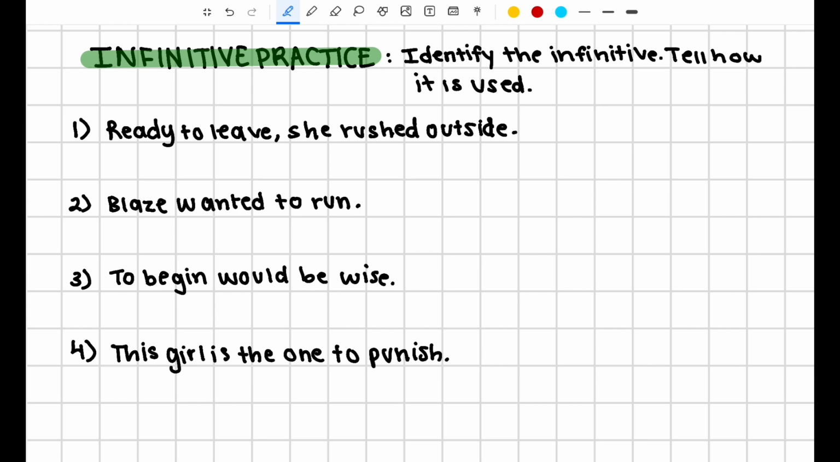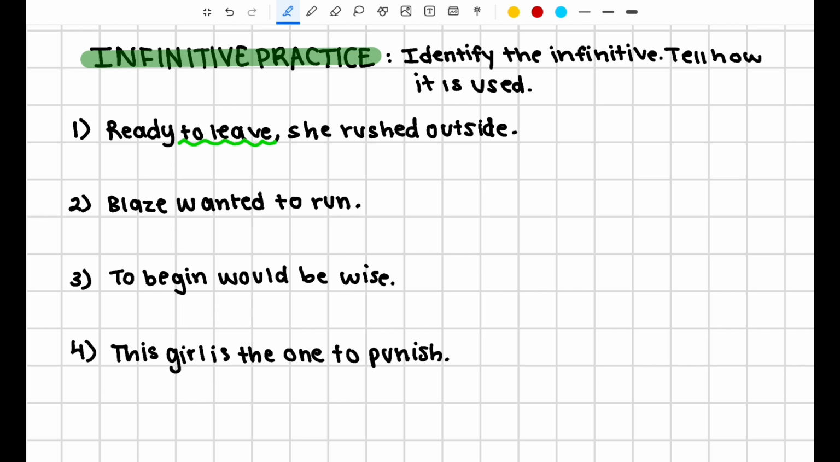Alright, let's start number 1. Ready to leave, she rushed outside. So the easier part is to identify the infinitive. We can say, oh, we see the to and it's not followed by a noun or a pronoun, so to leave is our infinitive. We got that.